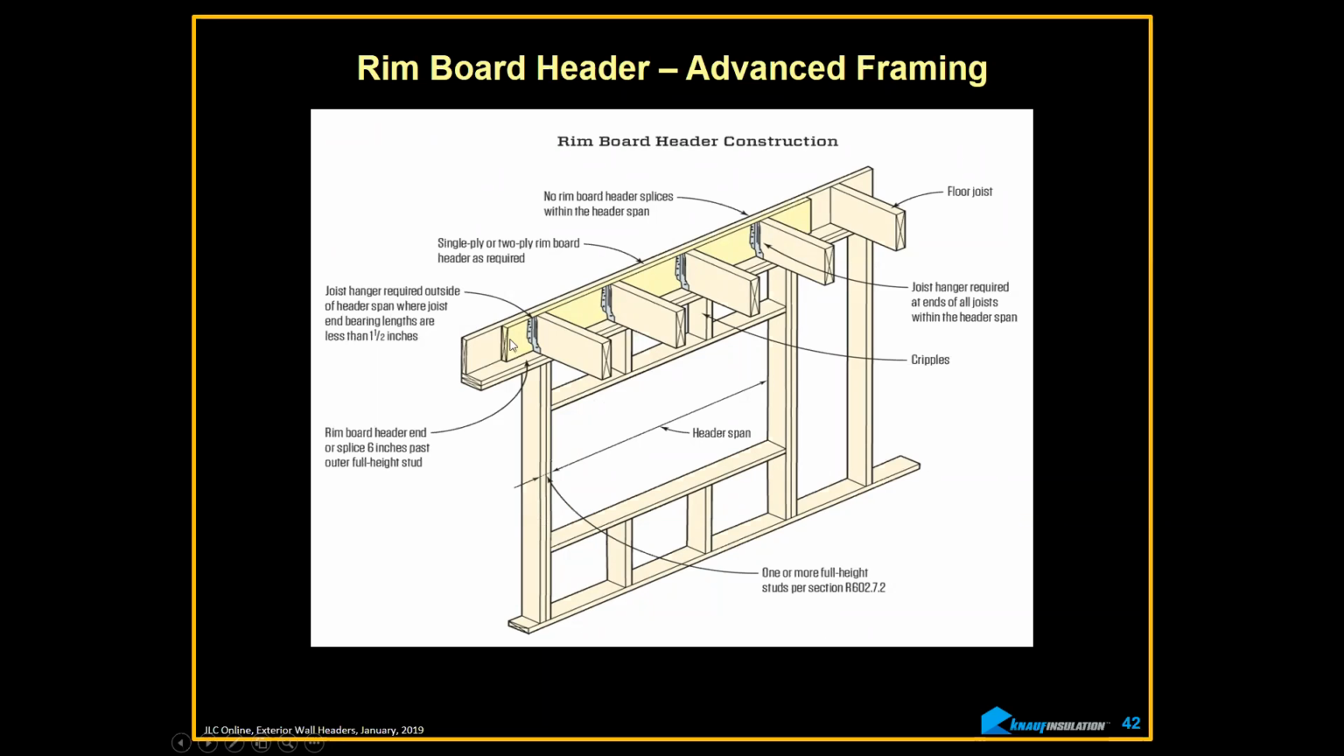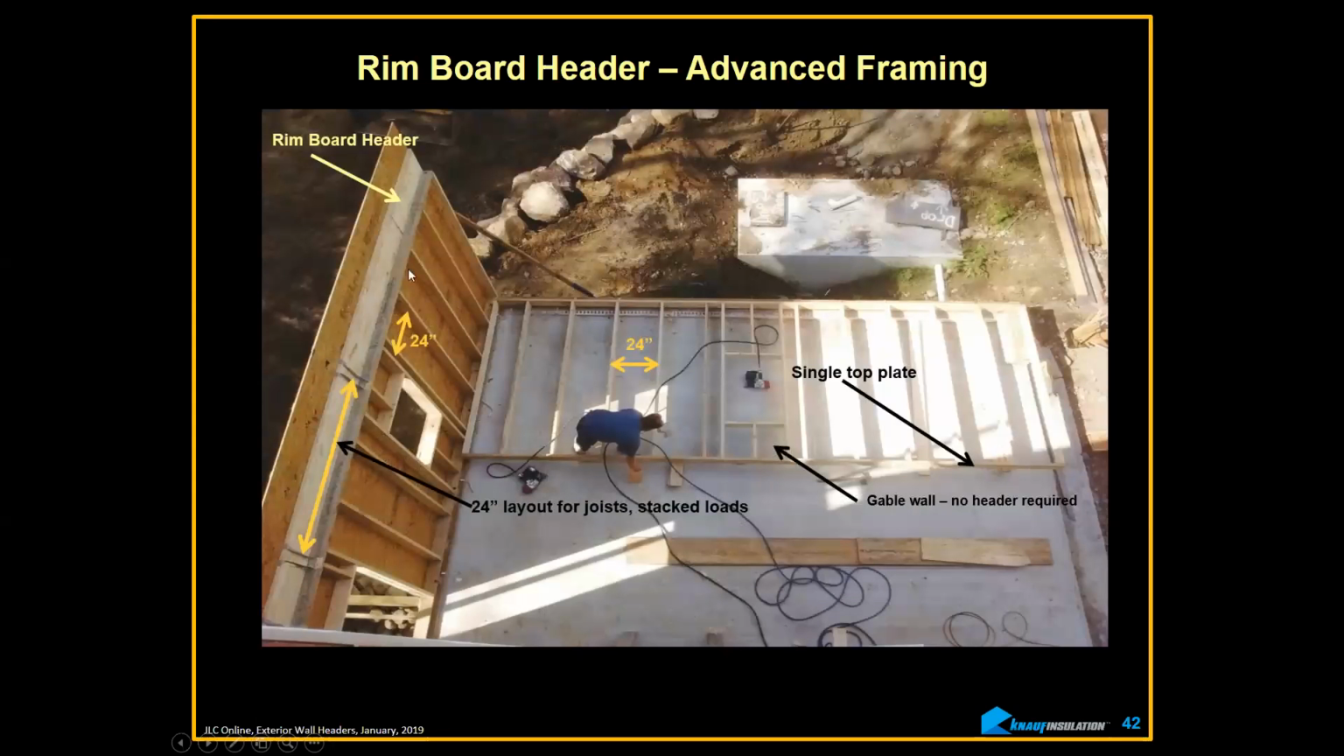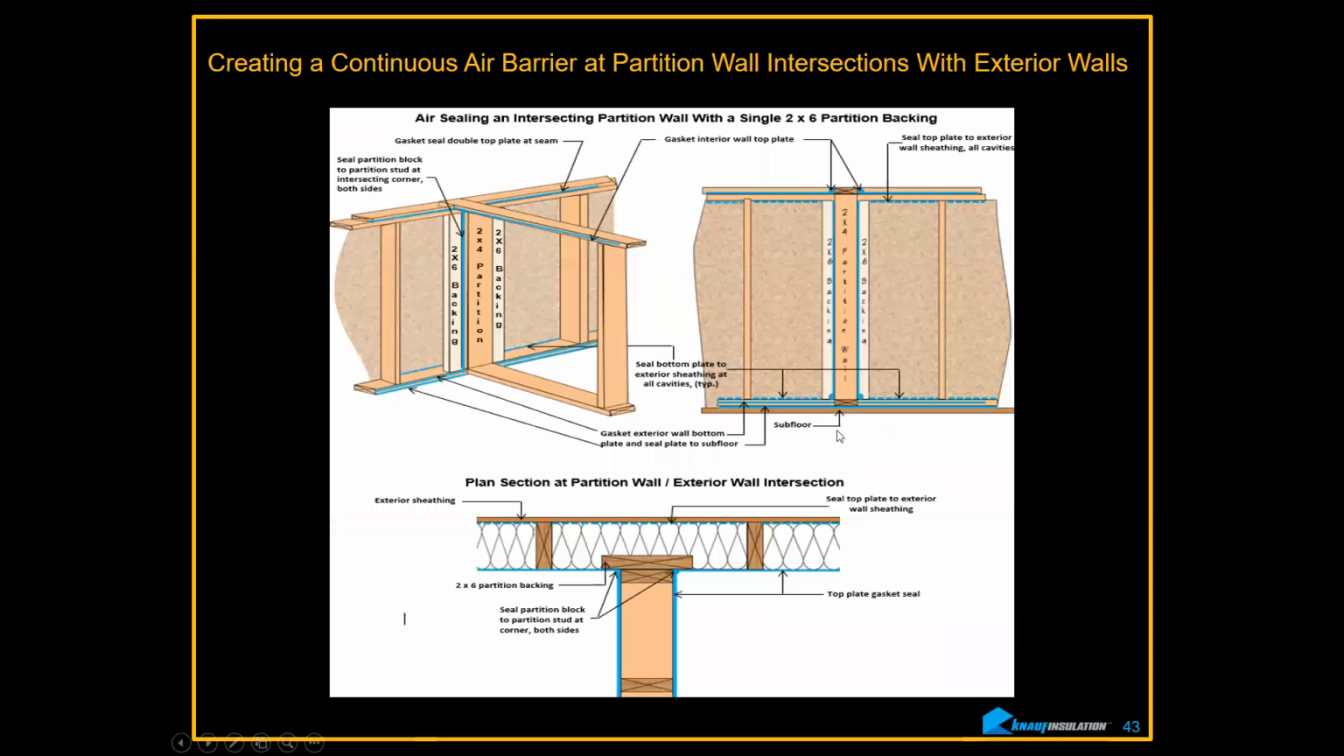So again, it's a value proposition. You've got to weigh out the benefits versus the cost. Great example of 24 inches on center. Here's the rim board. This is a gable wall, so he doesn't need anything up here. This is a load-bearing wall with this particular rim board in there. Look how much insulation you can get right in here, instead of putting a 4x header in that system.